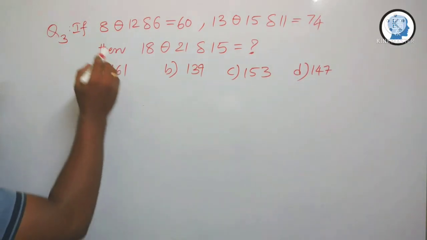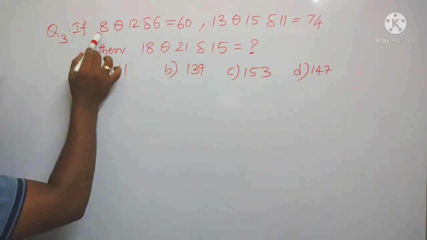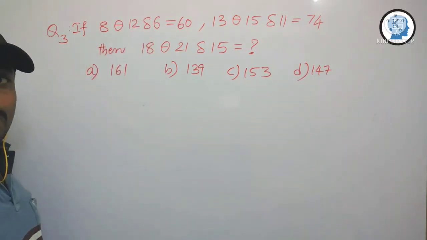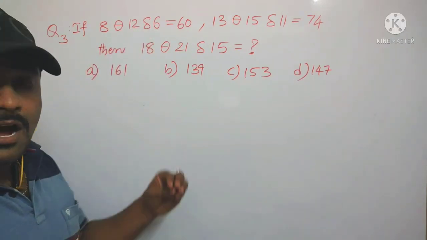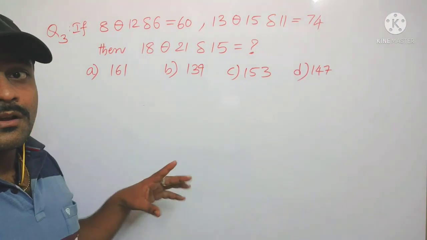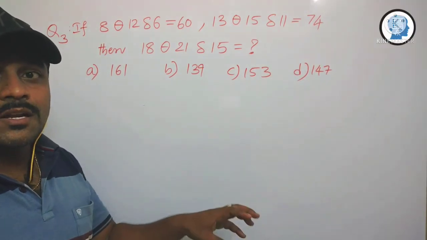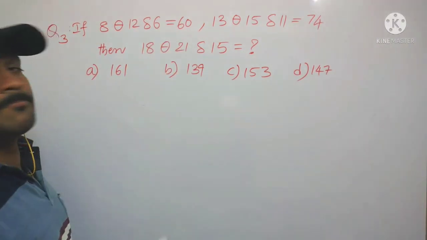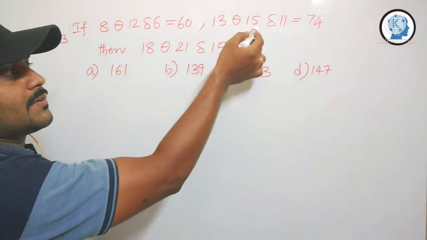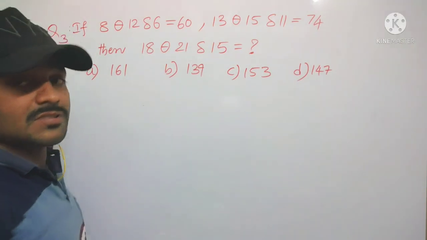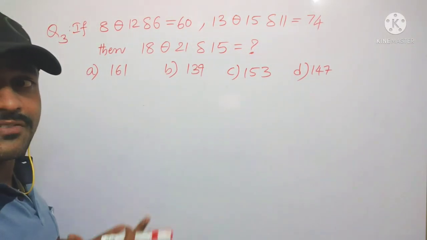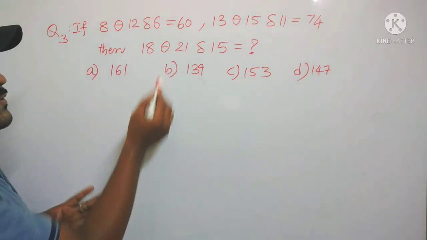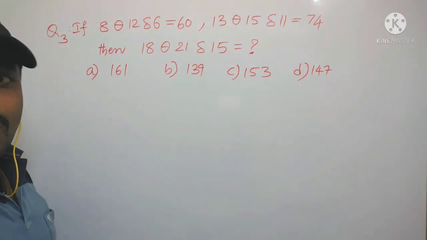Third problem. Problem 3. If 8 theta 12 delta 6... Now two symbols are given and three numbers are given, and the symbols used are theta and delta. 12 delta 6 is equal to 60. 13 theta 15 delta 11 is equal to 74. So two expressions are given. Then they are asking 18 theta 21 delta 15 is equal to how much.